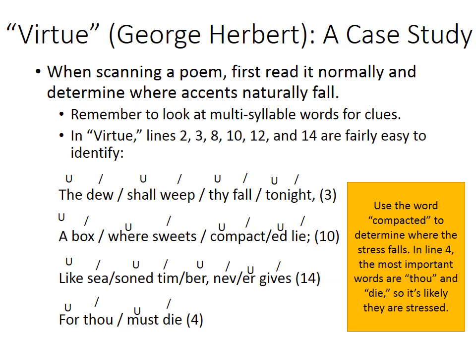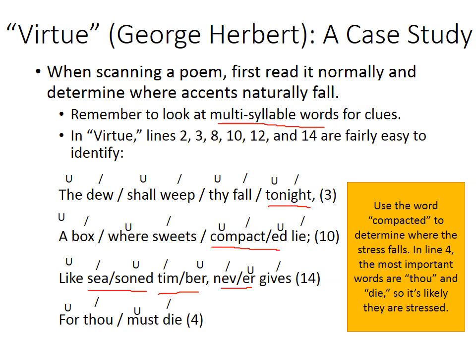When scanning a poem, remember, you first want to read it normally and think about where the accents fall. You don't want to just jump in and try to assign accents anywhere. If you're stuck, look at multi-syllable words for clues. So in Virtue, lines 2, 3, 8, 10, 12, and 14 are easy to identify. Look at multi-syllable words: tonight, compacted, timber, seasoned, never.